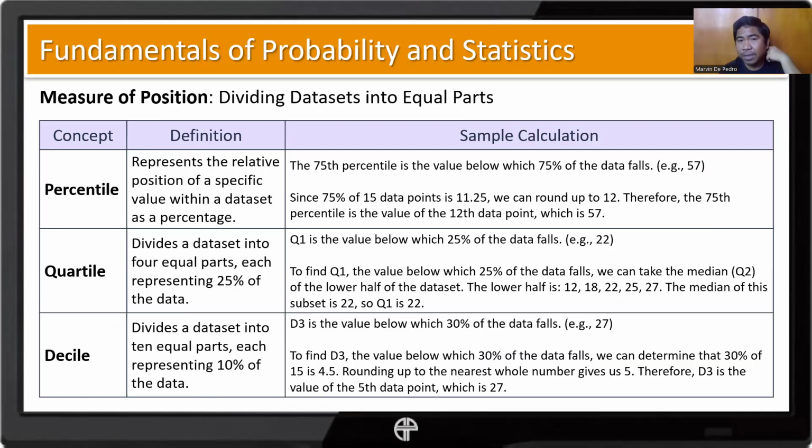So we don't have the exact data set here, but this is just to show how the term percentile is being used.